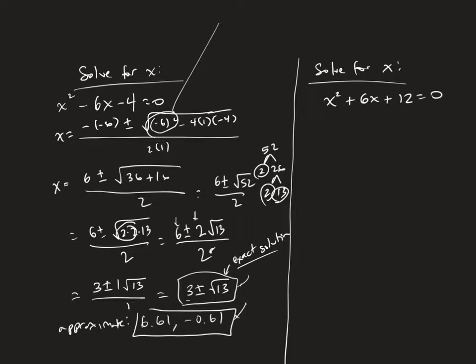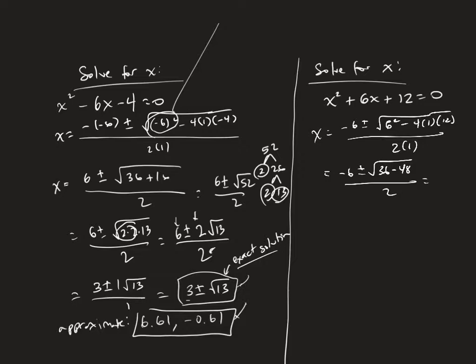Now, I want to look at this second one. So starting with the quadratic formula, negative b plus or minus the square root of b squared minus 4 times a times c all over 2 times a. So we get negative 6 plus or minus the square root of 36 minus 48. I think you can see where I'm going here. This ends up being negative 6 plus or minus the square root of negative 12 all over 2.